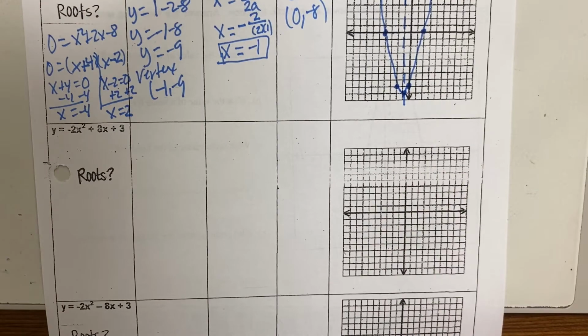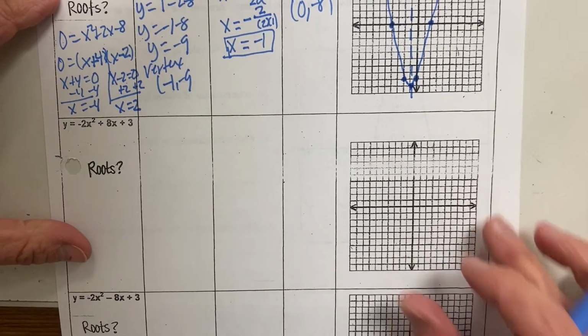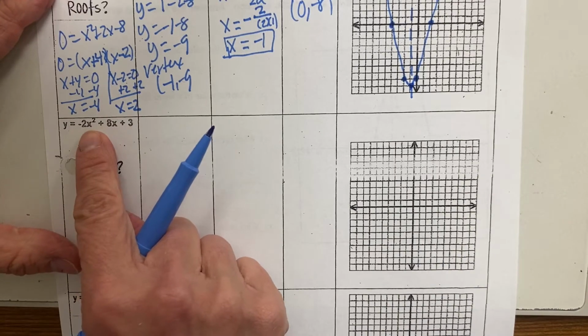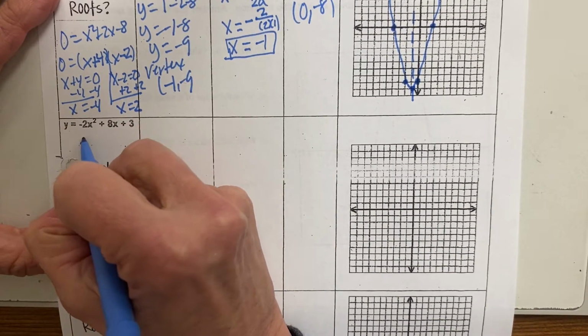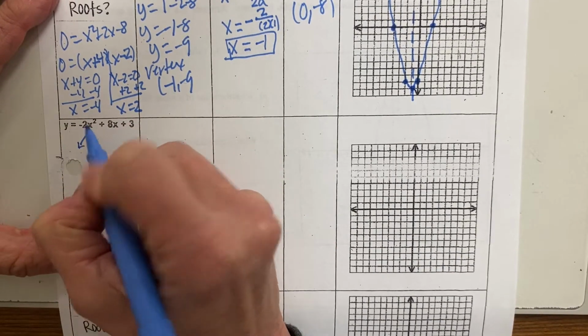Alrighty, let's look at the second one. So the things that I know is that this is a negative 2, so I know that this is going to be a max. So it's going to open down.